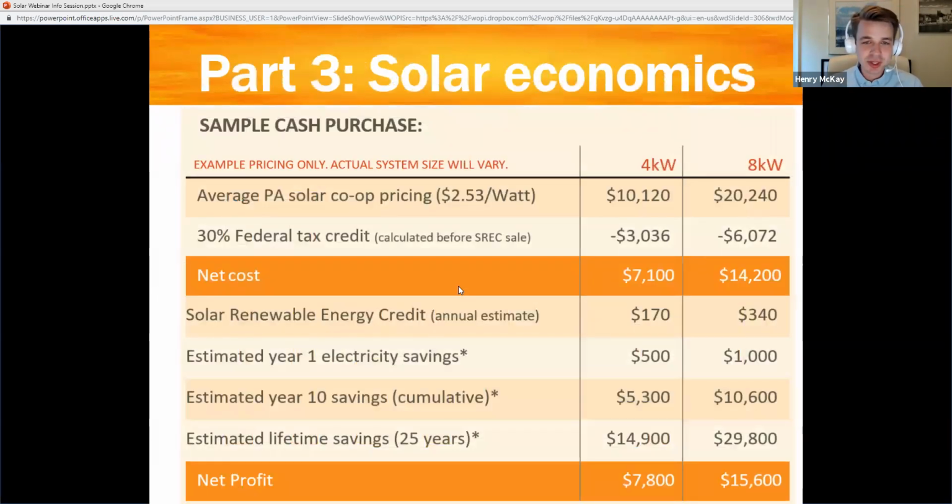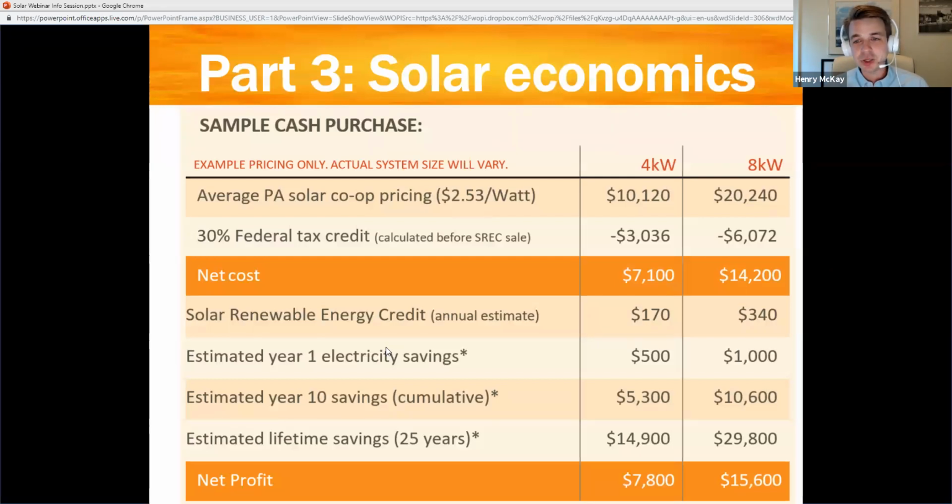So here's some example pricing. This isn't a guarantee of what you might actually pay going through a solar co-op. This is just some ballpark numbers to give you an idea of what this tends to cost and what the payback periods tend to be. So you can see at the top line here, this is based on our average PA solar co-op pricing of $2.53 per watt. So as of the time of this recording, July 15th, 2019, that is the average price across all of our solar co-ops in Pennsylvania. That's the average price that we've seen from installers. And that is a pretty competitive price based on the Pennsylvania market. That's on the low end, perhaps lower than what you could get going on your own.